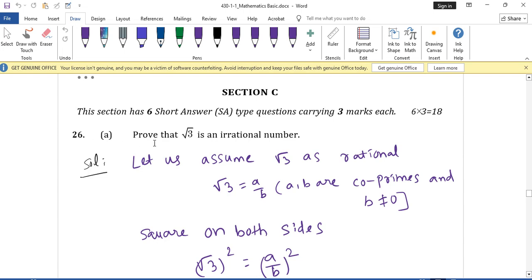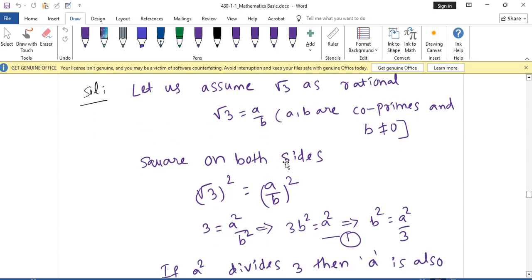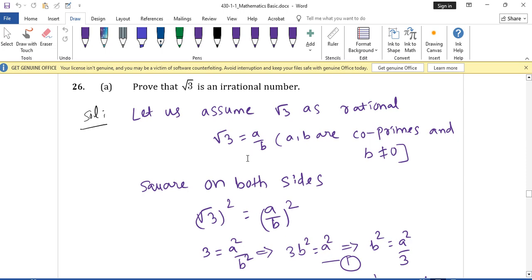Here the first question is: prove that root 3 is an irrational number. To prove this, let us assume root 3 is a rational number. We can write it in a by b form if it is rational. Here a and b are co-prime numbers and b is not equal to 0. So write root 3 is equal to a by b.